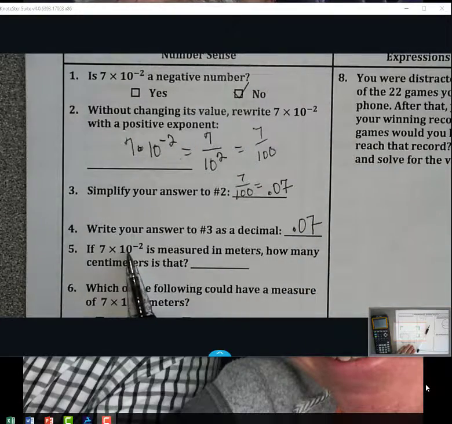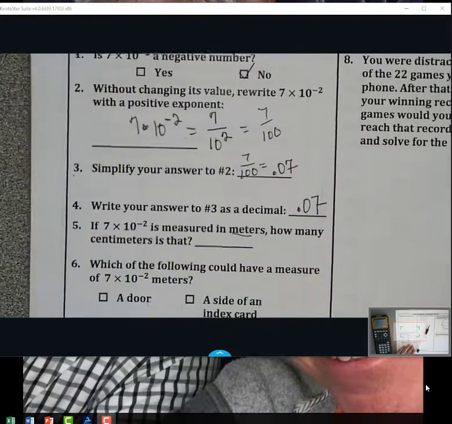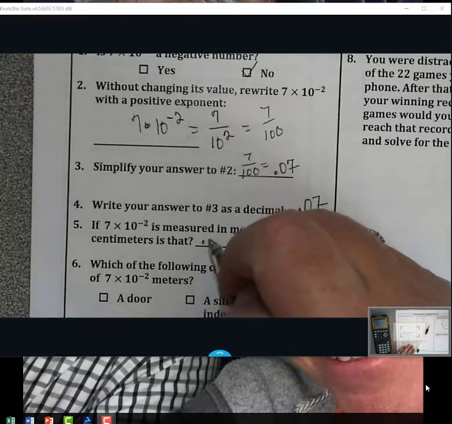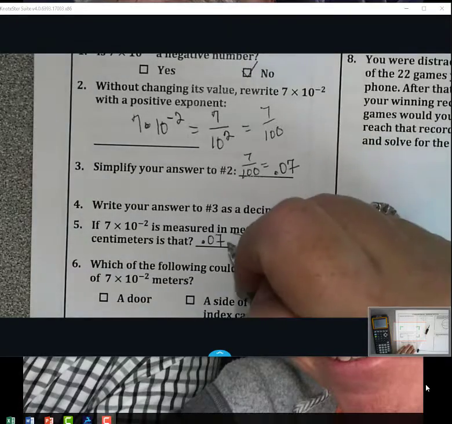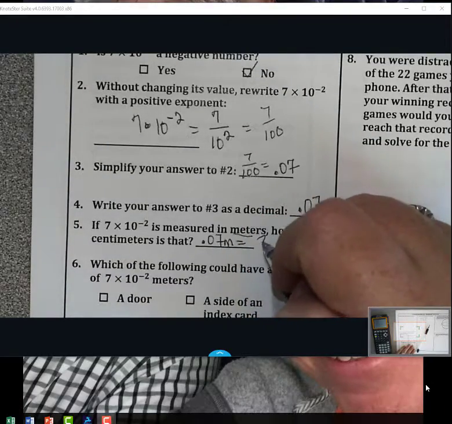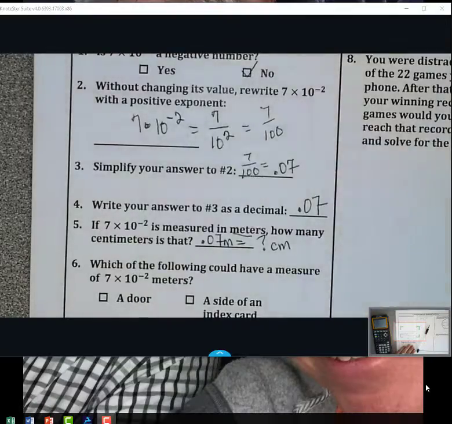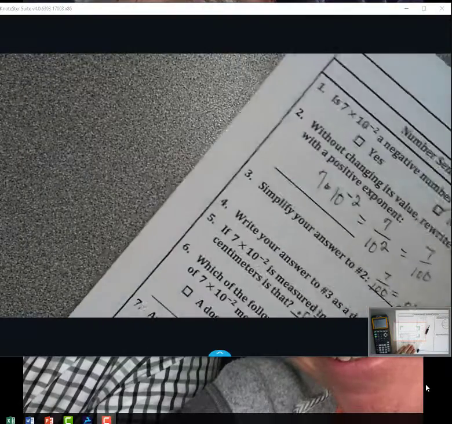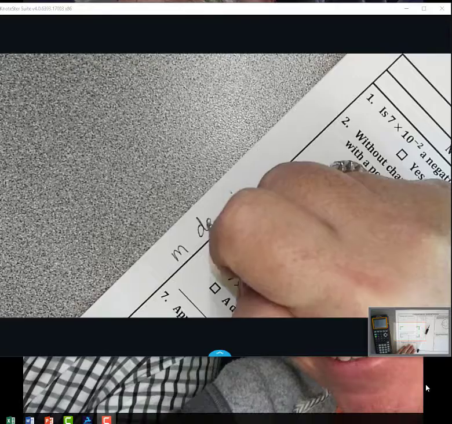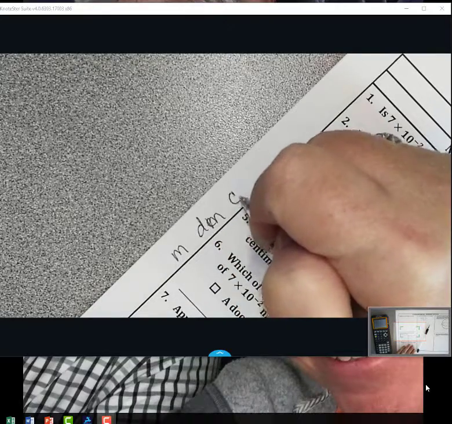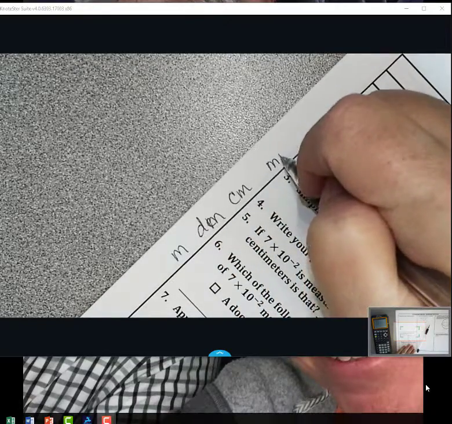If 7 times 10 to the negative 2 is measured in meters, how many centimeters is that? So 0.07 meters is equal to how many centimeters? That's what the question is. So I think I'll come over here and I'll say, here's meters, and then these are decimeters, centimeters, and then millimeters.